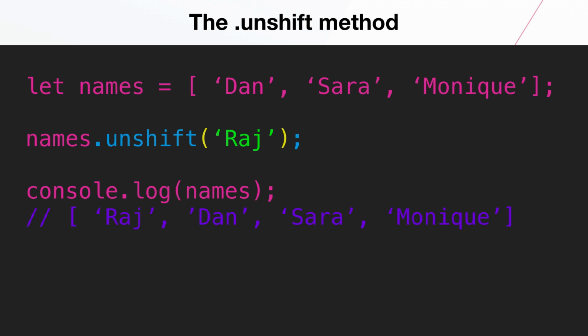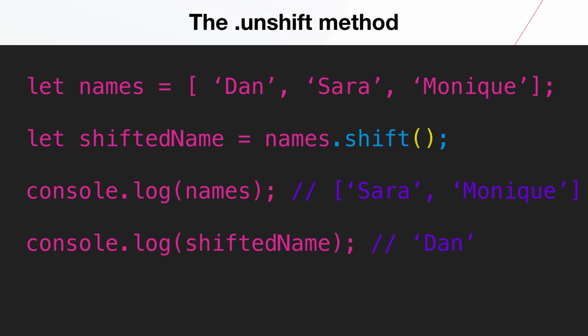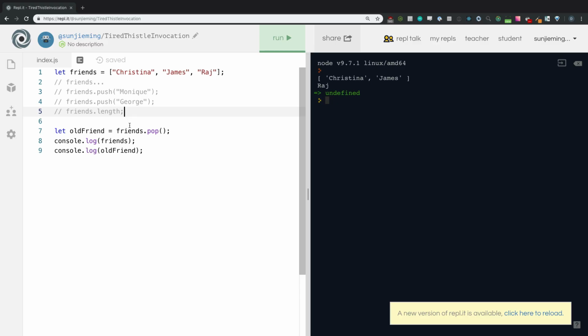Push and pop makes sense. Unshift and shift don't really make sense. And we can see that unshift adds an item to the beginning of the array, and shift removes an item from the beginning of the array, the same exact way that push and pop do. They work exactly the same way as push and pop. And there's another example of the shift method. We can grab access to that shifted name, right? Just like pop.